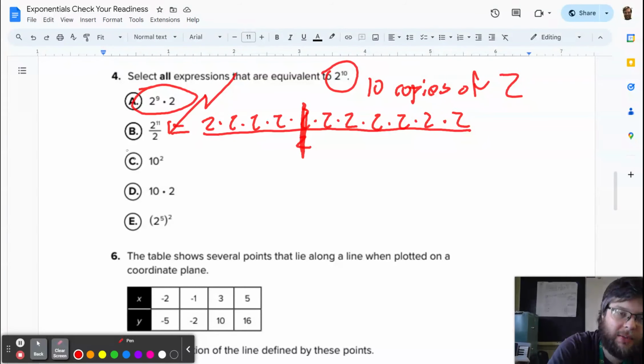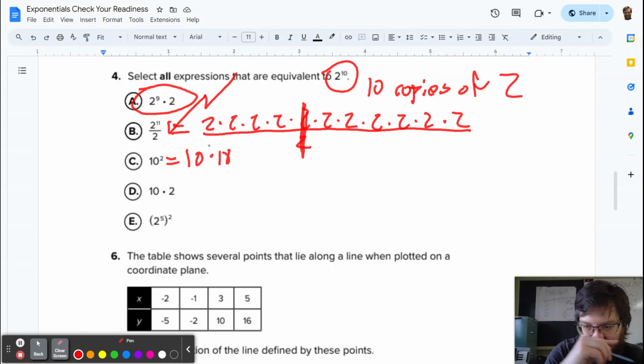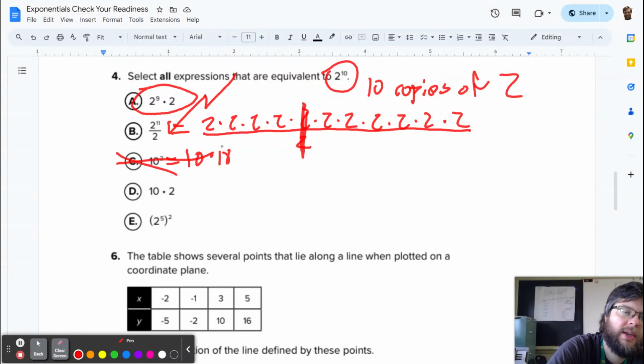C is a false statement because that would be 2 copies of 10. 10 times 10 is way different than 2 times 2 times 2 times 2 times 2. Okay, so no, bad. 10 times 2 is also bad. 10 times 2 would be going 2 plus 2 plus 2 plus 2 plus 2, 10 times in a row.